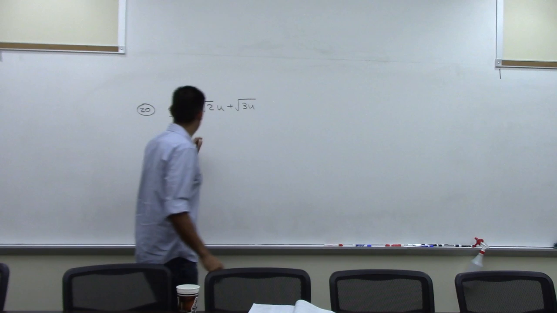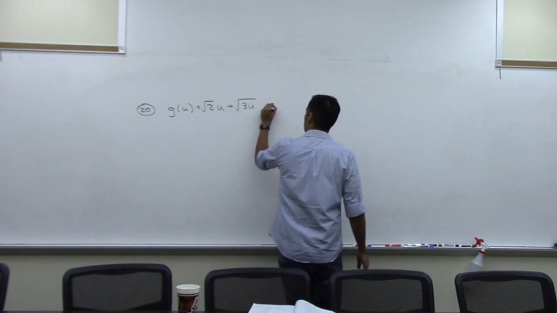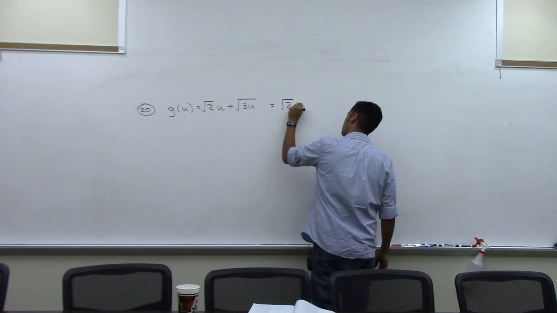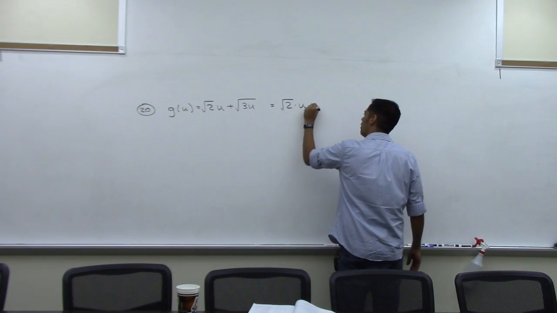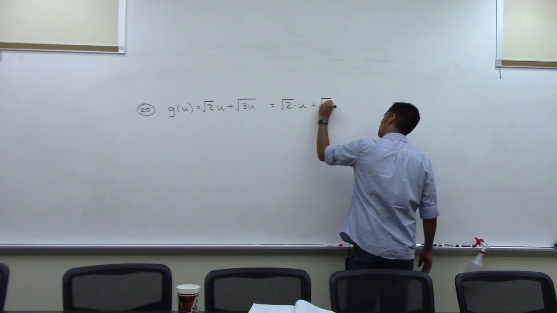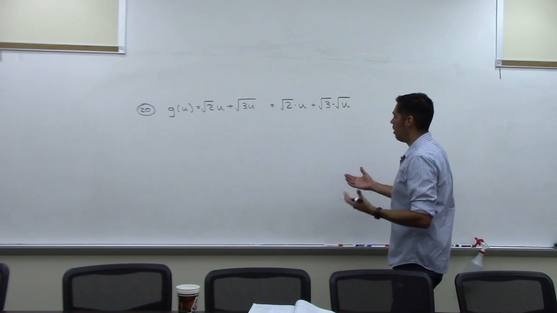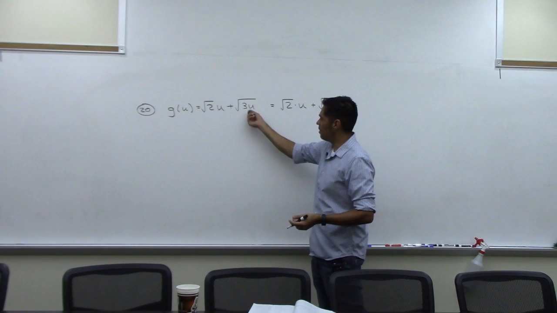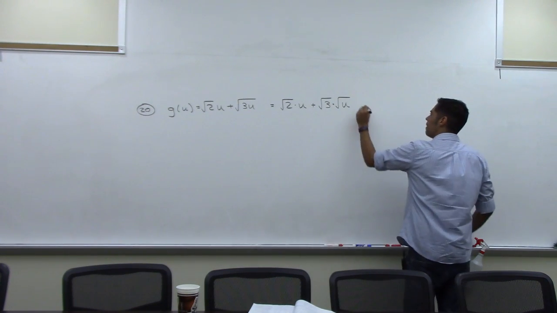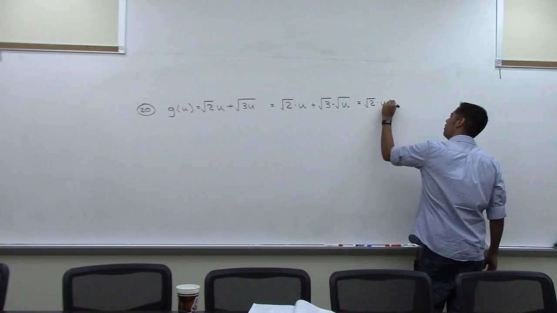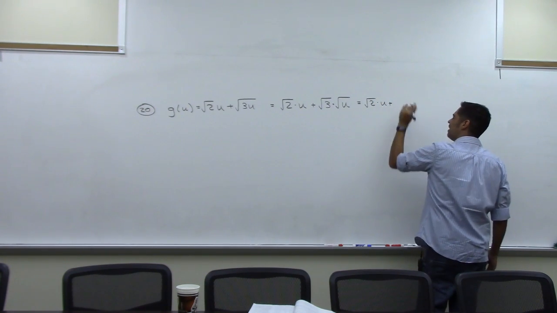So here's what I'm going to do. First, I'm just going to rewrite this so it's a little easier for you to recognize. Root 2 times u, that's what we got in the first one. Plus, check this out, root 3 times root u. I'm allowed to do that because of properties of radicals, if you have a product inside, you can split it up.